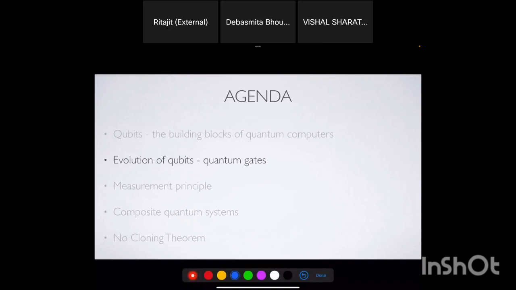But okay, so we have quantum bits. Now, if we want to do something very useful with them, we need to evolve them. Think of classical systems: we have bits, zeros and ones. What do we do with them? We operate gates on them: AND gate, NOR gate, NAND gate, so many gates. So we will see what such quantum gates are, and how these quantum systems evolve.